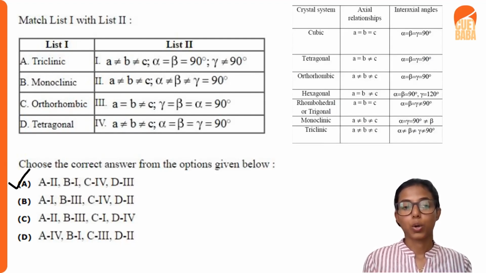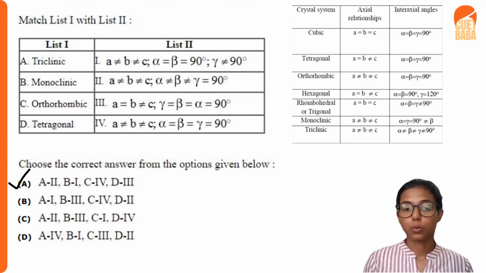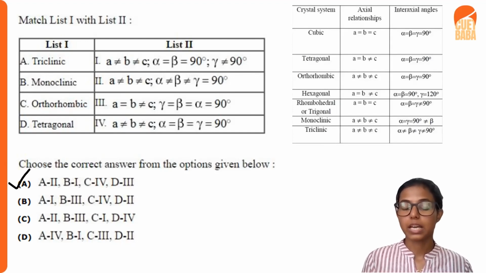And B, monoclinic, will be 1. That is, a not equal to b not equal to c, alpha equal to beta equal to 90 degrees, gamma not equal to 90 degrees. And C, orthorhombic, will be 4, that is a not equal to b not equal to c, alpha equal to beta equal to gamma equal to 90 degrees, and D, tetragonal, will be 3, that is a equal to b not equal to c, alpha equal to beta equal to gamma equal to 90 degrees. So the correct option will be option A. That will be our answer for this question.